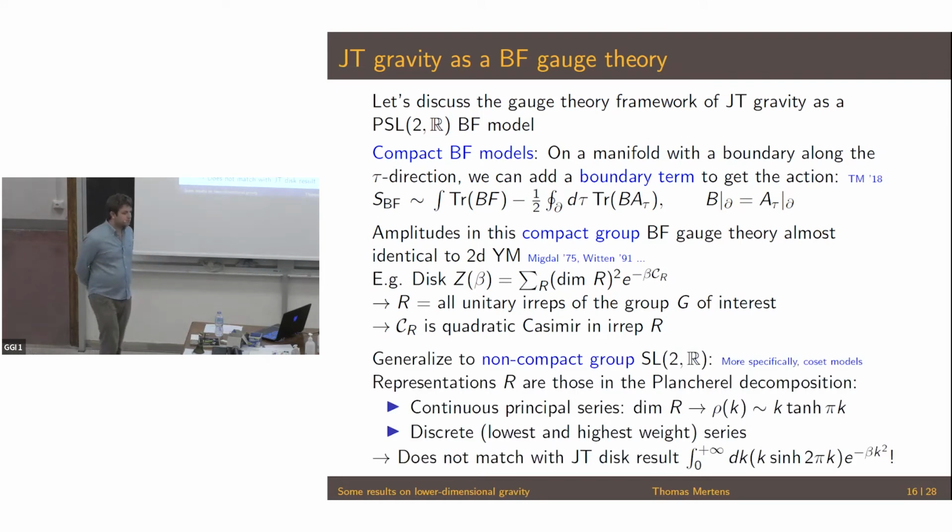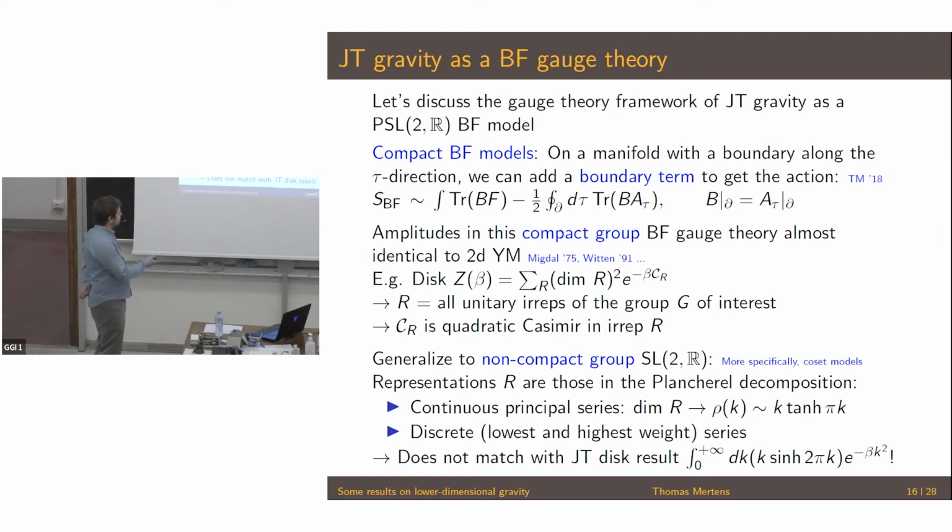Now let's try to generalize this to a non-compact group such as SL2R. The representations that would appear here in this sum are those that would appear mathematically in what is called a Plancherel decomposition. For SL2R, it is known which representations should appear here: a continuous principal series representation. This is a continuous representation where the role of dim R is played by the Plancherel measure, labeled by a continuous number k. And this Plancherel measure for these representations is k times tanh pi k. And there are also discrete lowest and highest weight series representations. So these are all the representations that you expect just from SL2R group theory.